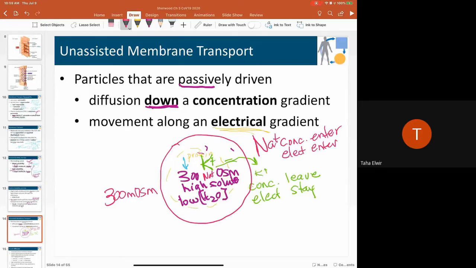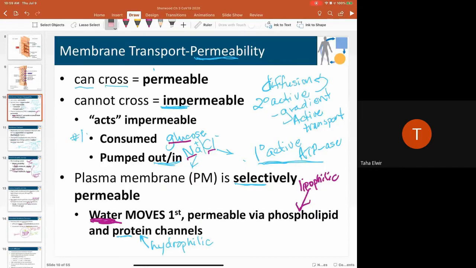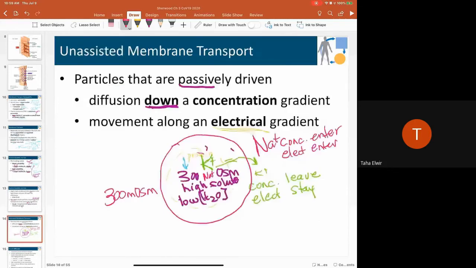The sodium doesn't stay in. We talked about it, go back to slide number 10, it's acting as though it's non-permeable. So sodium is acting non-permeable because it's pumped back out, and potassium is pumped back in.